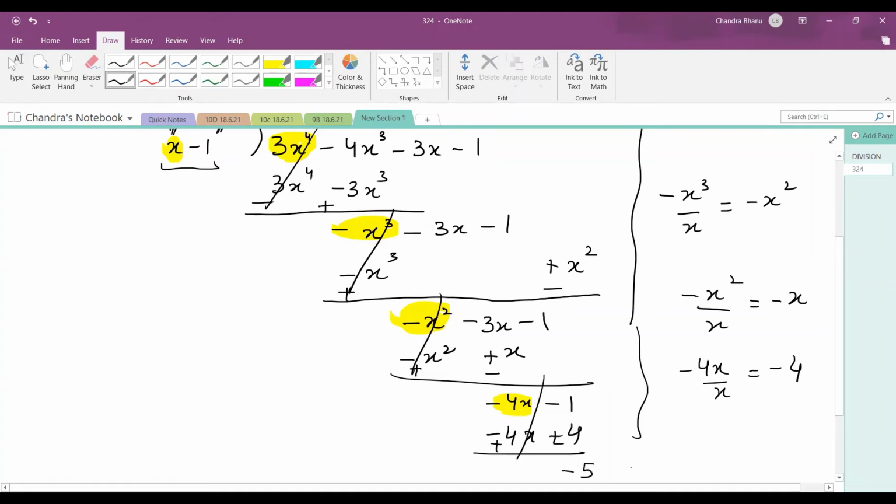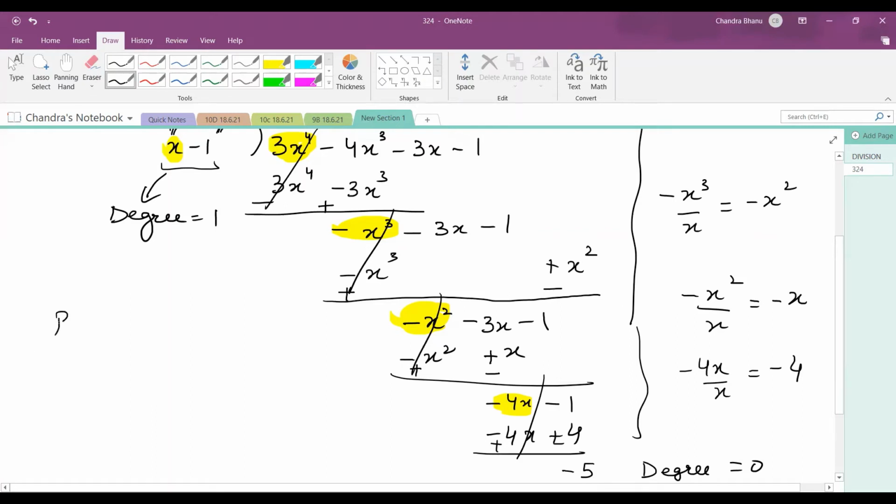Minus 5. Now here, what is the degree? Here the degree is 0. But what is the degree of my divisor? The degree here is 1. Now my degree of divisor is greater than the degree of remainder. That means, in simple language, the degree of the remainder is less than the degree of the divisor. So my division will stop here.